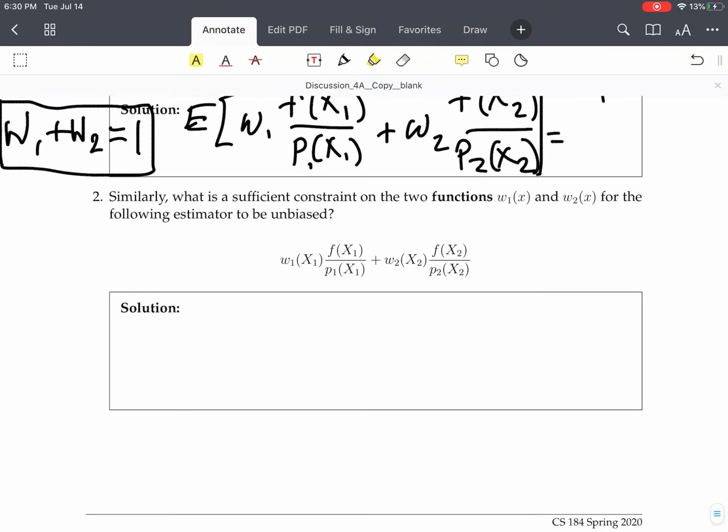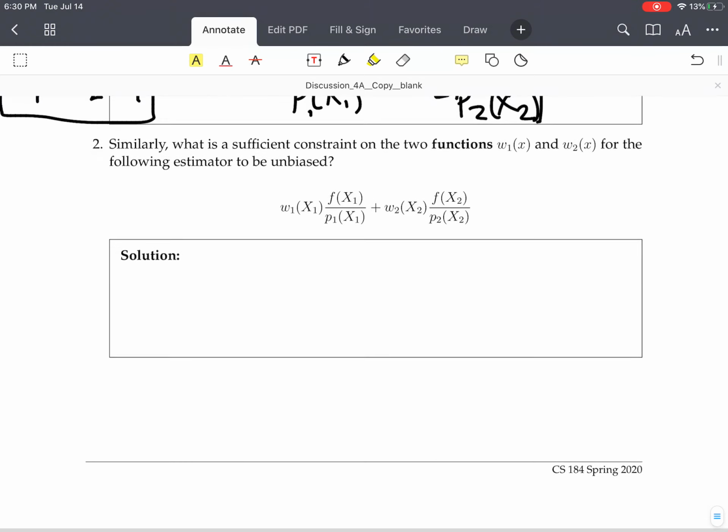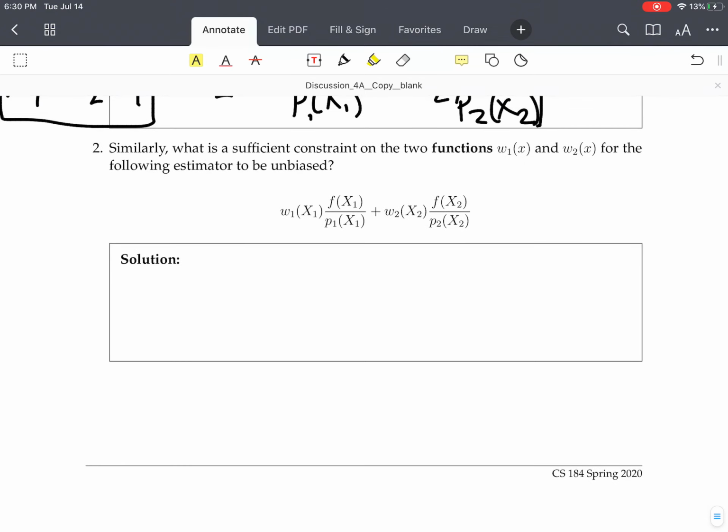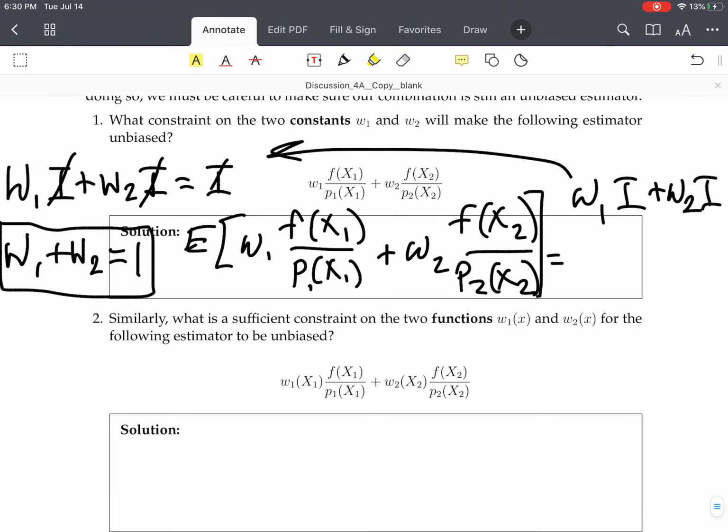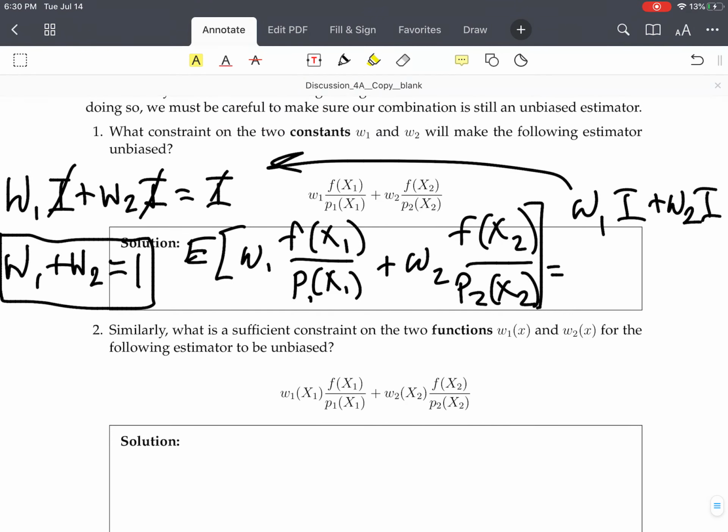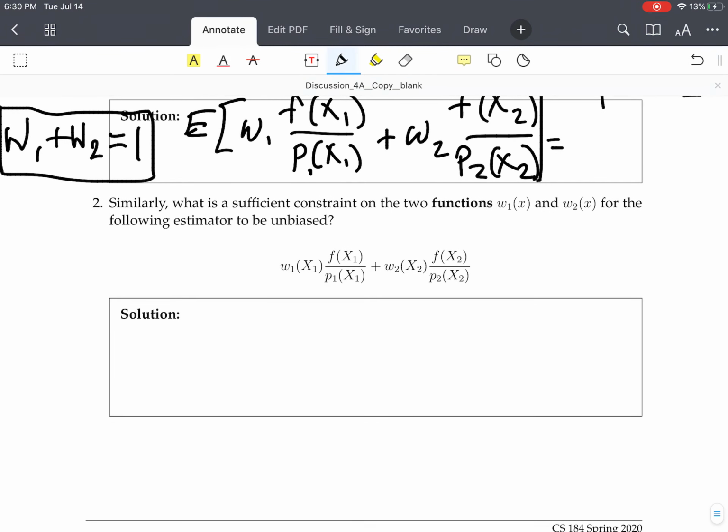Okay, cool. So let's keep going. Similarly, what is a sufficient constraint on the two functions w1 of x and w2 of x for the following estimator to be unbiased? Okay, so now it's a slightly different case than before, because before we had constants w1, w2, and now we have functions w1, w2. So we're going to do the same thing.